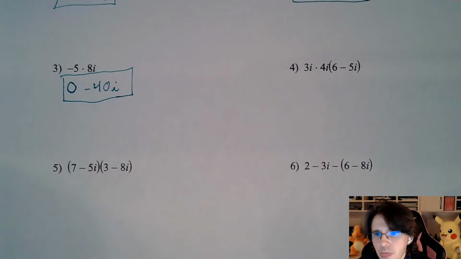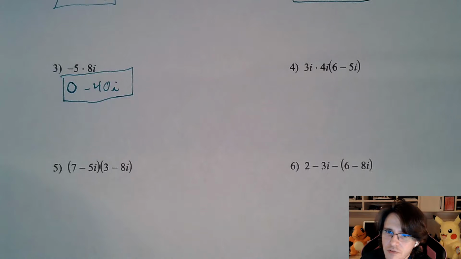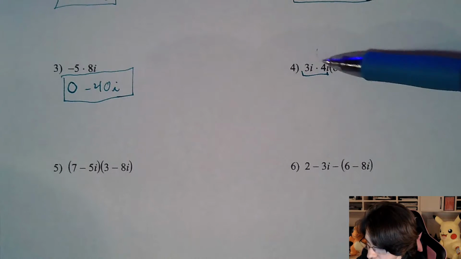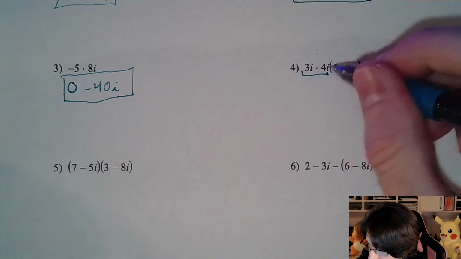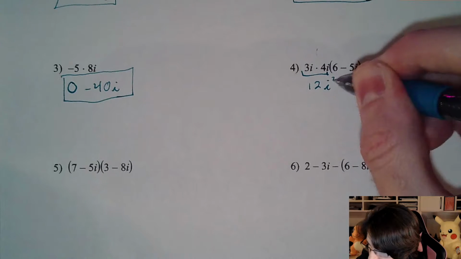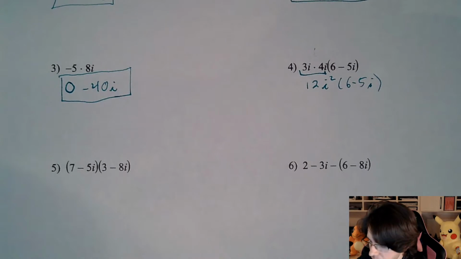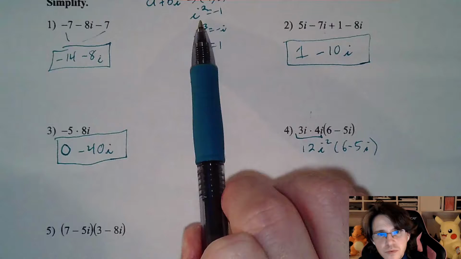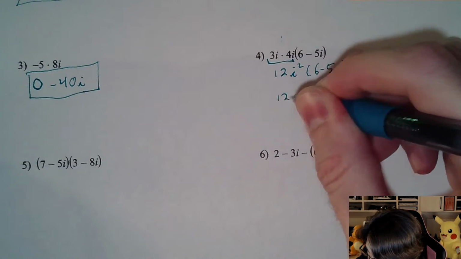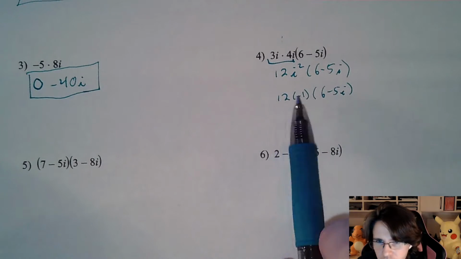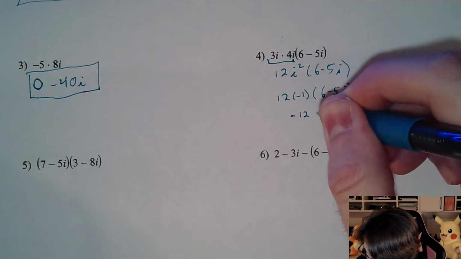Let's continue on. So for this particular question, number 4, we have 3i times 4i times 6 minus 5i. I believe it's best to start multiplying these two. However, you could distribute the 4i first. It doesn't actually matter. I think this is easier though. You'll get 12i squared times 6 minus 5i. And from above, one of the things we wrote down is that big one, i squared is equal to -1. Because i squared is equal to -1, that's 12 times -1 times 6 minus 5i. And 12 times -1 is -12.